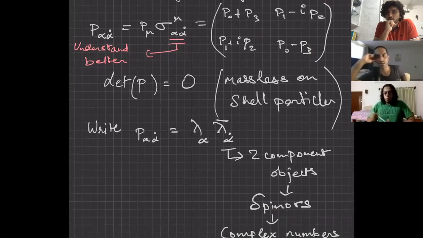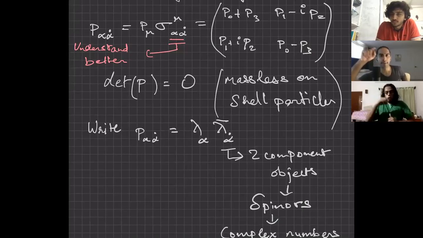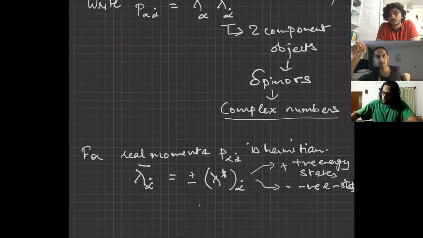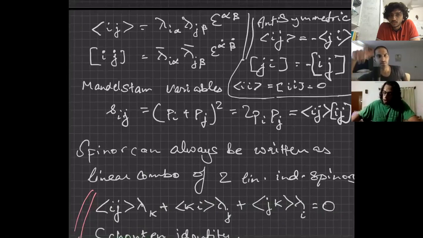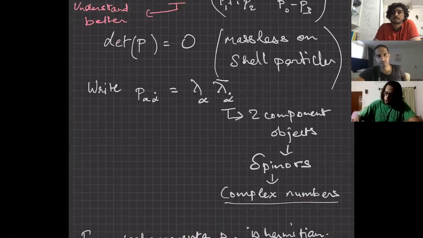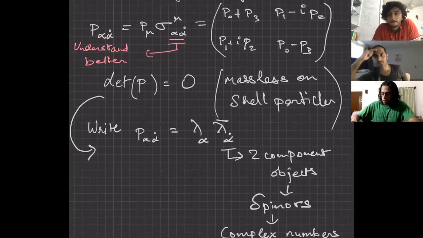When you take the determinant for a massless particle, because of the on-shell condition, the determinant is zero. If you compute the determinant, you get p0 squared minus p1 squared minus p2 squared minus p3 squared, basically p sub mu p upper mu, the contraction. Normally that would equal m squared, the mass shell condition, but when the mass is 0, this would be 0.